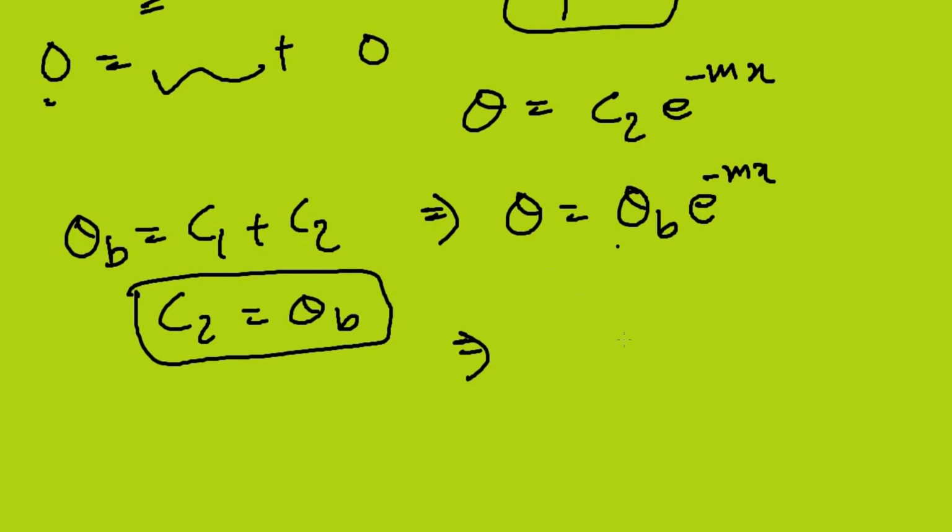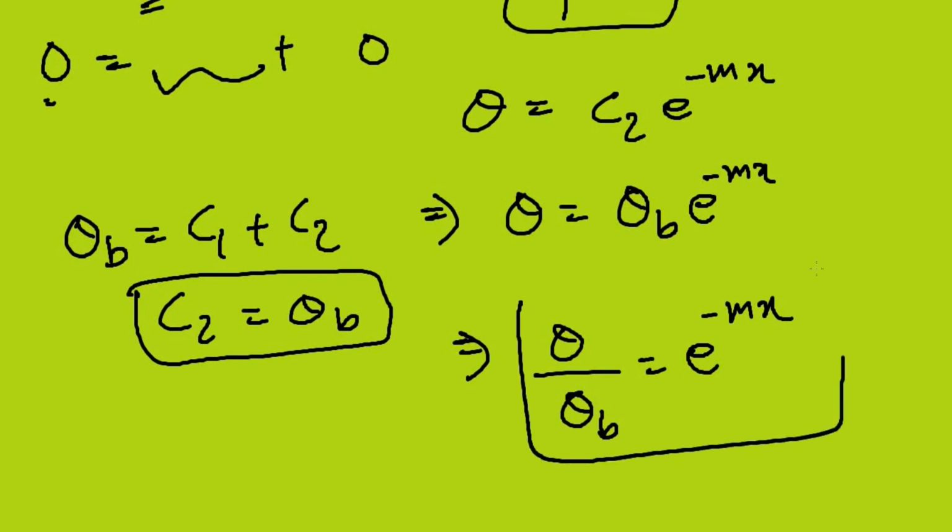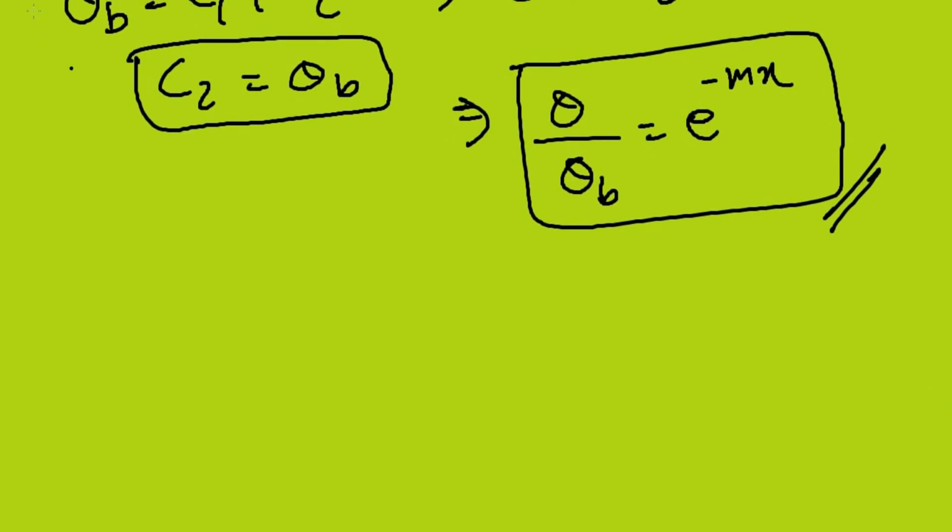So I have got the temperature profile. Theta by theta b equals e power minus mx. So this is the most important result. Theta by theta b equals e power minus mx. So I have obtained the temperature profile for a fin of infinite length. So I can draw the profile now.